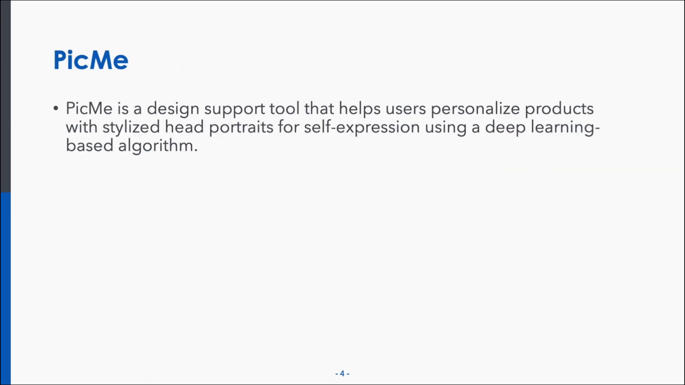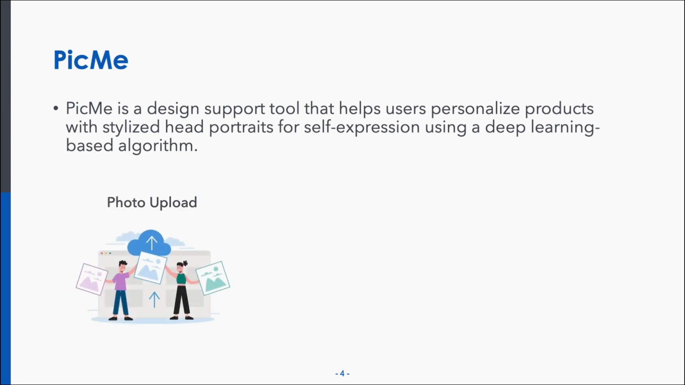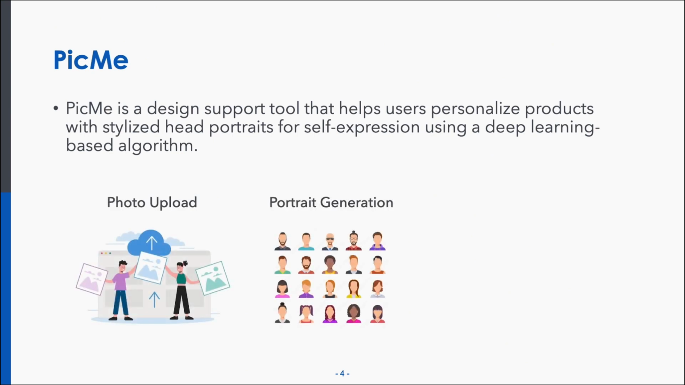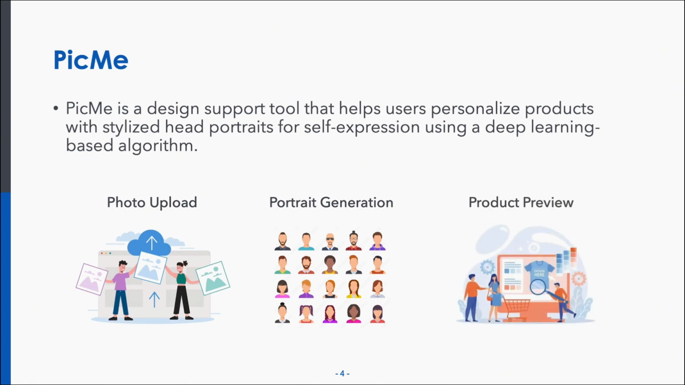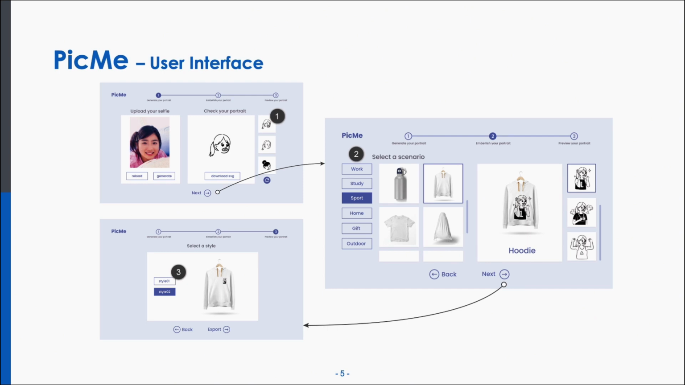Motivated by these challenges, we developed PicMe, a design support tool that helps users personalize products with stylized head portraits for self-expression, using a deep learning-based algorithm. Specifically, PicMe allows users to upload a face photo, interactively generate stylized vector portraits with embellishments, and preview the portraits printed on products. The user interface of PicMe is composed of 3 pages: the portrait generation page, the scene selection page, and the product preview page.